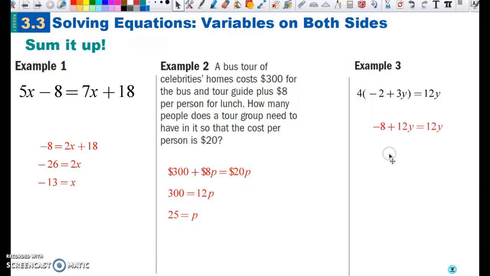Example 3. Use the distributive property, 4 times negative 2, 4 times positive 3, negative 8 plus 12y equals 12y. Negative 8 equals 0 after I subtract 12y from both sides. And obviously this is not true. Does not make sense. So we would say that there is no solution for y. There's no value of y that makes this equation true.